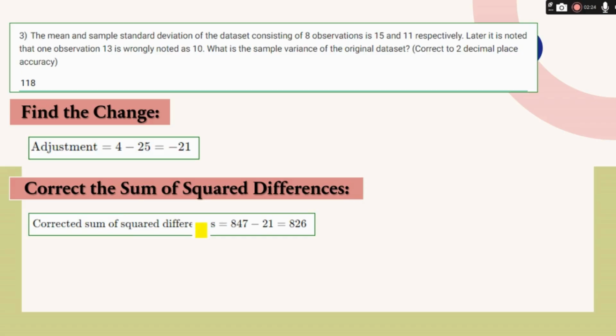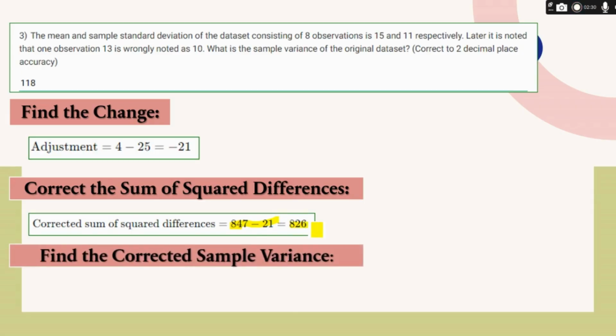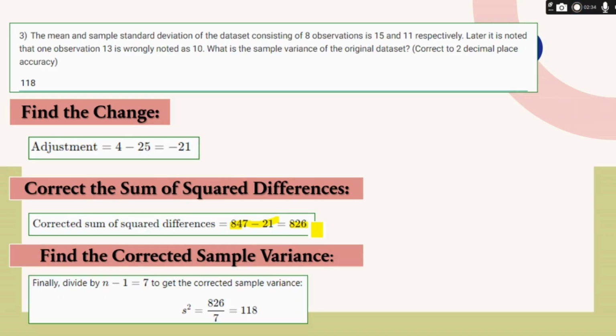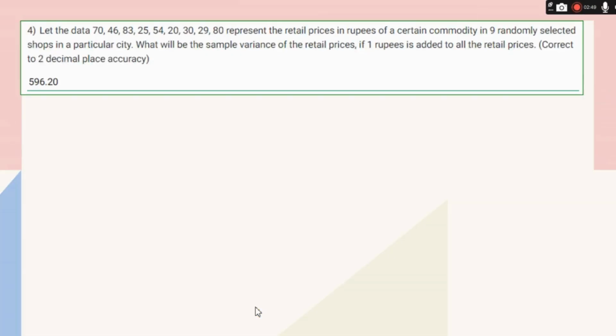Now the corrected sum of square differences will be 847 minus 21, which is 826. Now we have to find the correct sample variance. Now we have to put values in the formula, and we will get our correct answer as 118. So now let's move to our next question.